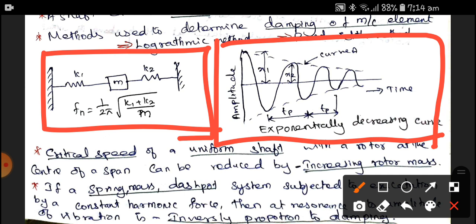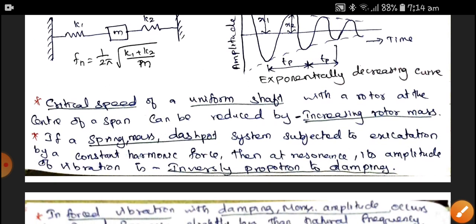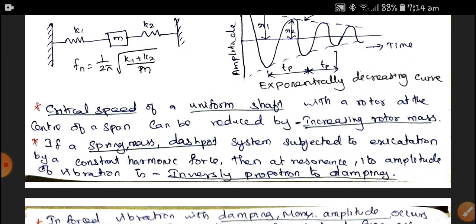Next one, the critical speed of a uniform shaft with a rotor at the center of the span can be reduced by increasing the rotor mass. The critical speed of the single rotor system can be reduced by increasing the rotor mass. Next one, the spring mass dashpot system is subjected to excitation by a constant harmonic force. Then at resonance, the amplitude of vibration is inversely proportional to damping, as I said earlier.